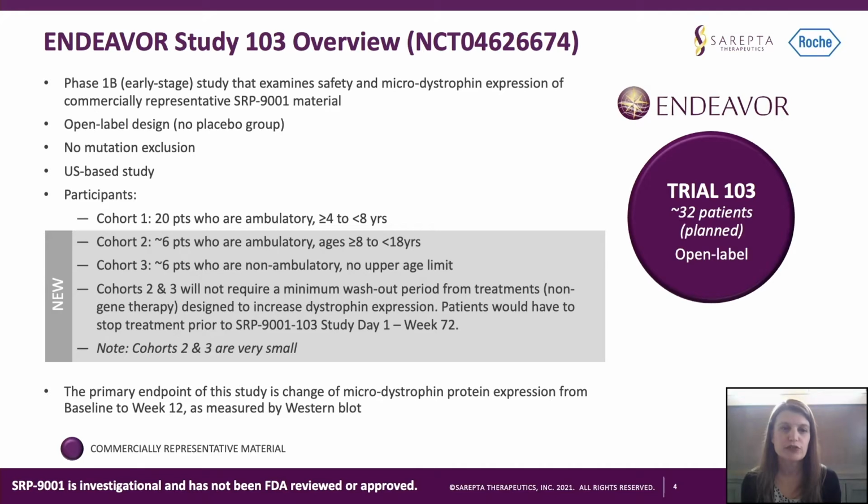Importantly, both these cohorts will not require a washout period from other treatments designed to increase dystrophin expression, but patients will have to stop those treatments prior to the study. As you will see, these cohorts are very small, with approximately 6 patients in each cohort. The primary endpoint for the study in totality is microdystrophin gene expression from baseline to week 12, as measured by Western blot. Next slide.